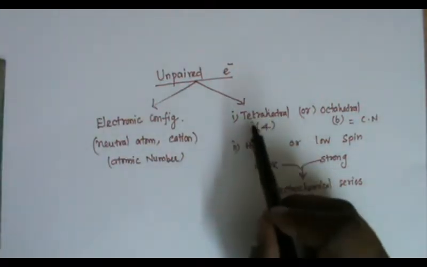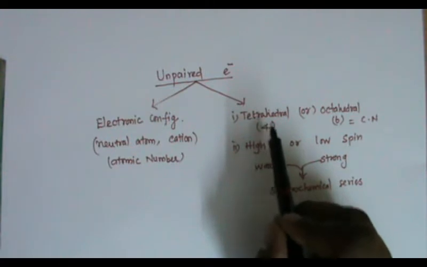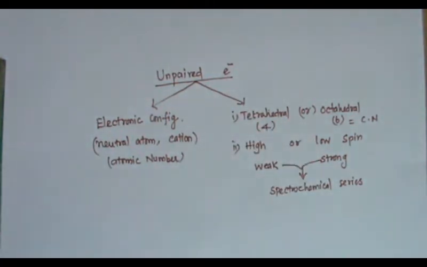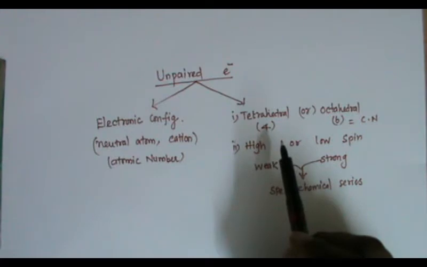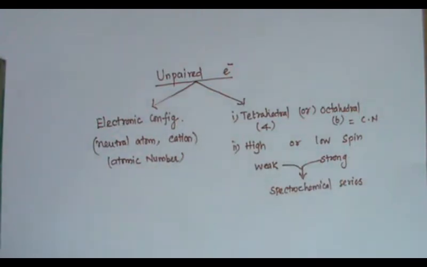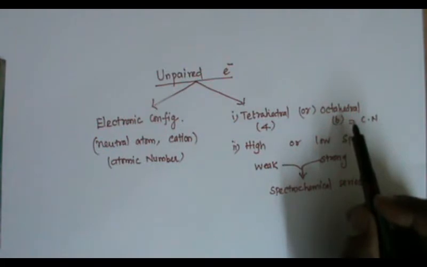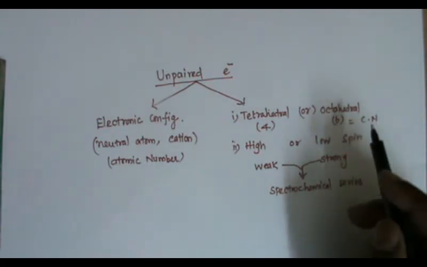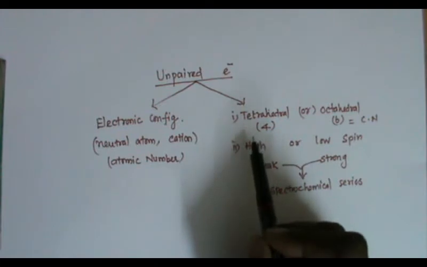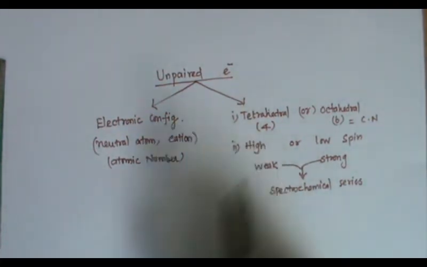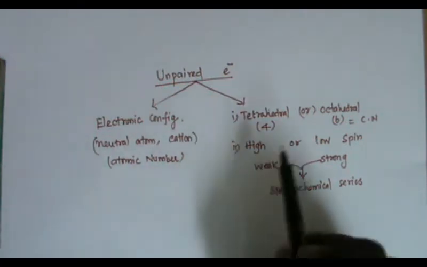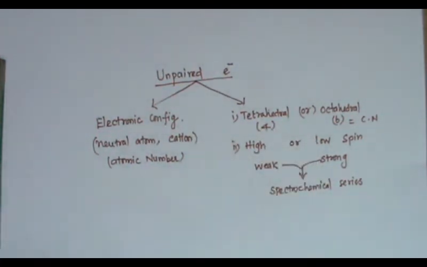Here I have mentioned that you should know whether the field is tetrahedral or octahedral. The reason is, under the influence of the ligand, the d orbitals get split into t2g and eg, or t2 and e. When you go for an octahedral field, t2g will be filled first, then eg. But when you go for tetrahedral, e will be filled first, then t2. So you should know whether it is tetrahedral or octahedral.